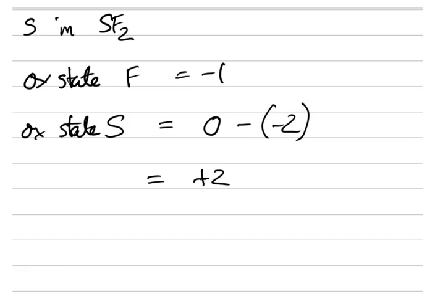So we've seen in the 4 compounds and ions we've looked at, we've seen sulfur with a +2, +4, +6 and -2 oxidation state. Sulfur does have a wide range of oxidation states, and all are quite easily found within compounds.